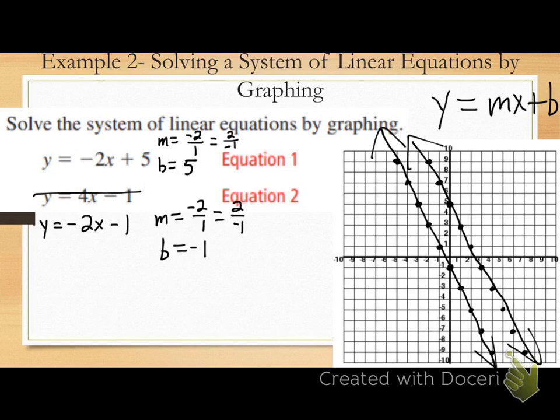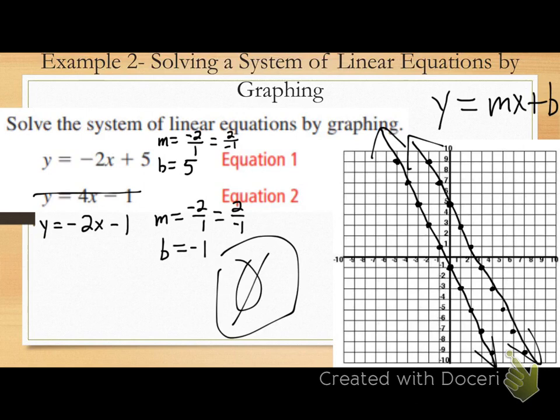Graph my two lines on the same coordinate plane. The point where they intersect is my solution. If they never intersect, then I'm going to have no solution. Does that make sense? They're never going to intersect, so I don't have any solution ever for this system. You okay understanding that? If I get parallel lines, I've got no solution. Questions?